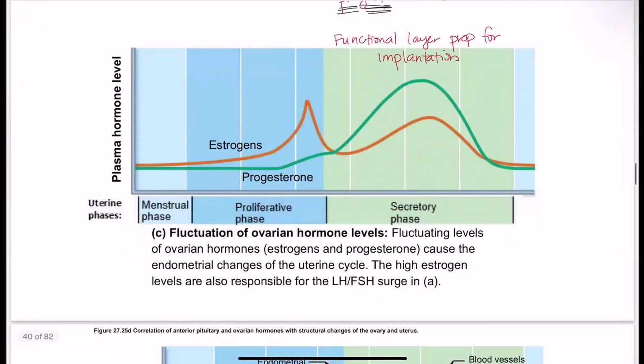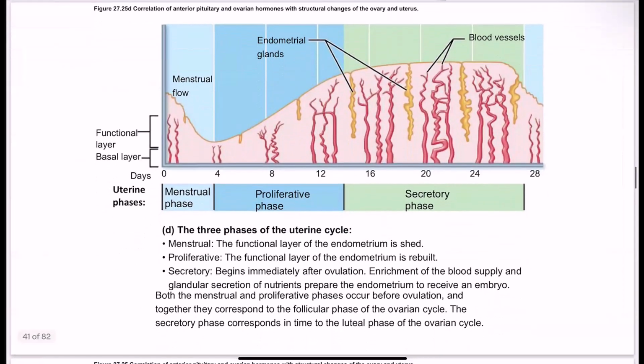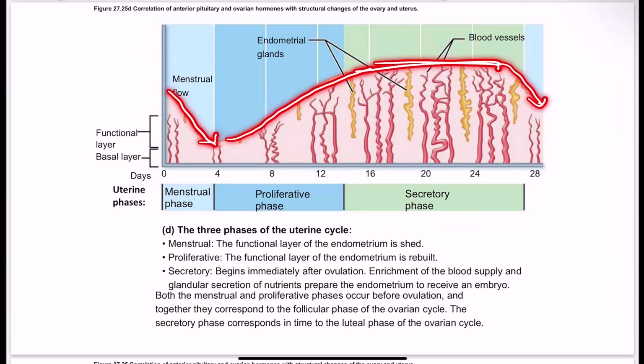Okay, lastly, this is the endometrium, the basal layer and the functional layer. So the basal layer is at the bottom, and the functional layer is there at the top. Notice how richly innervated that functional layer becomes. Notice that during the menstrual flow, we start to lose that functional layer. We build it back up. In the secretory phase, we really prepare for implantation, but if implantation doesn't occur, then menstruation begins.